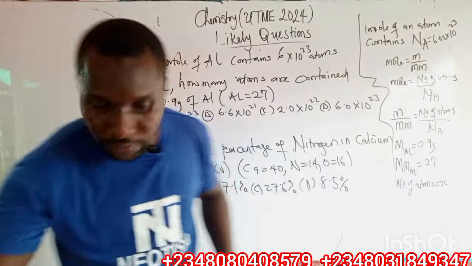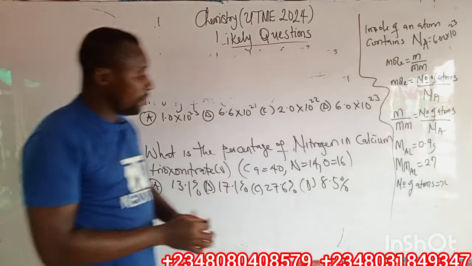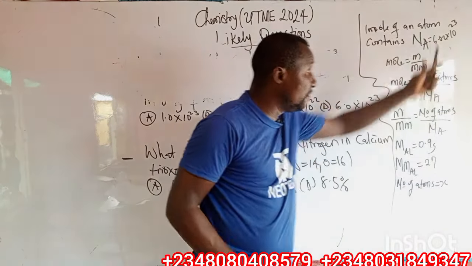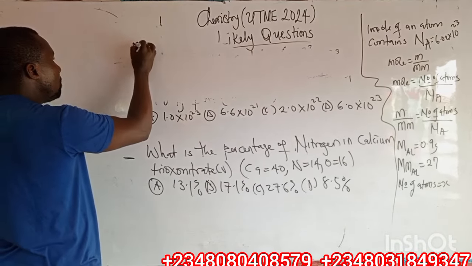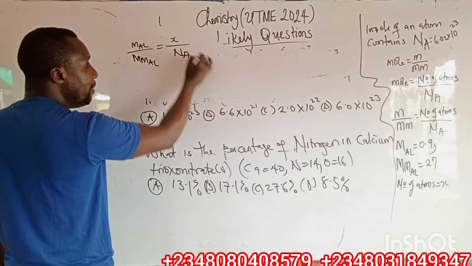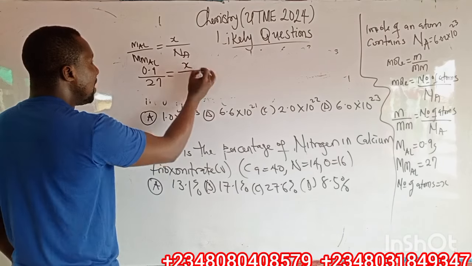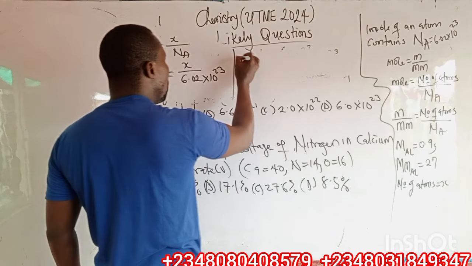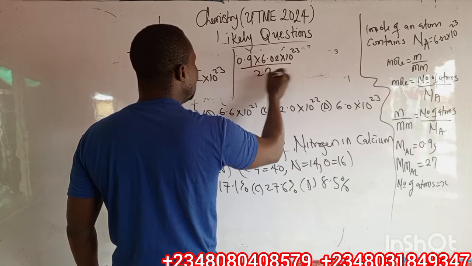Take note. Then let's solve that question. From here, what do we have? We have the mass of aluminium, the molar mass of aluminium, the number of atoms is unknown, and Avogadro's constant is given as 6.02 times 10 raised to the power 23. Using which formula? This formula: mass over molar mass equals number of atoms over Avogadro's number. The mass of aluminium 0.9, molar mass 27, equals X unknown over 6.02 times 10 raised to the power 23. Then we have 0.9 times 6.02 times 10 raised to the power 23 over 27.